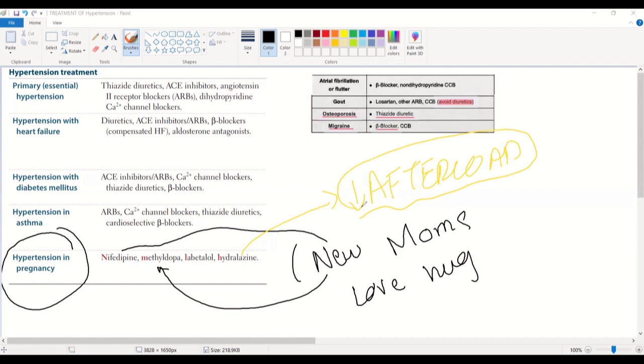What is the mechanism of this drug? Arteriolar vasodilator. How? It acts on the veins as well, but its main action is on arteries. So it will lead to increased cyclic GMP. USMLE loves to ask this mechanism. Increased cyclic GMP leads to smooth muscle relaxation.